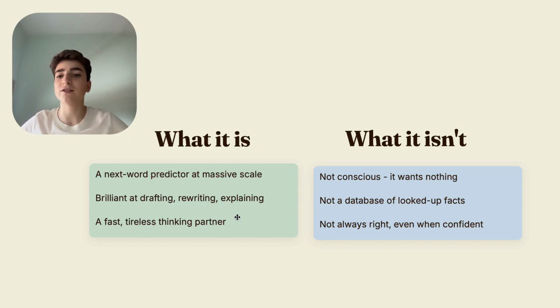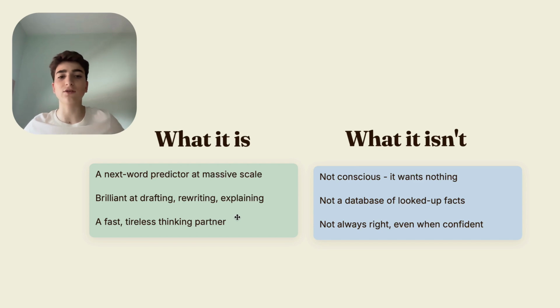And then, a fast, tireless thinking partner. It's like having a partner that you can ask anything, tell it to do something, and it's tireless. It never rests. It's fast, even more so with the strongest models that we have right now.